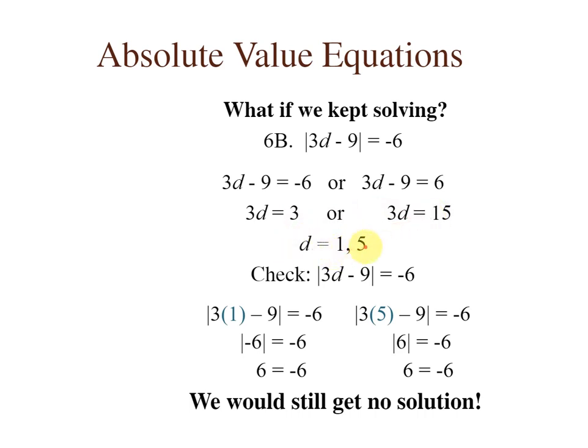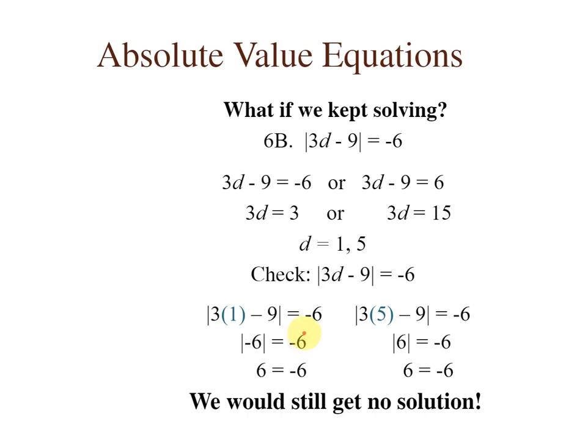However, when I plug both of these back in, 3 times 1 is 3. 3 minus 9 is negative 6. What's the absolute value of negative 6? It's 6, not negative 6. So this does not check out. Negative 1 does not make my original equation true.